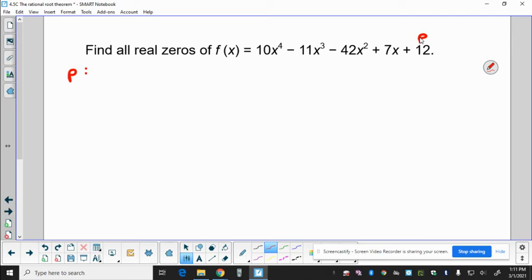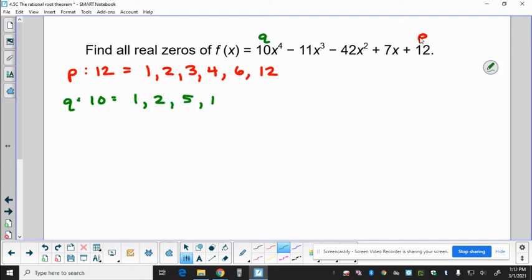So P is 12. Now let's get all the factors. Okay, so there's all the factors of 12. Q is always the leading coefficient. Now this one's going to produce some more combinations because the factors of 10, there's 4 of them this time. So it's going to be a little bit more interesting. You got to be organized with your approach. So what we're going to do is going to be a big list here, I think. We have to list all of the ratios P to Q and stay organized.